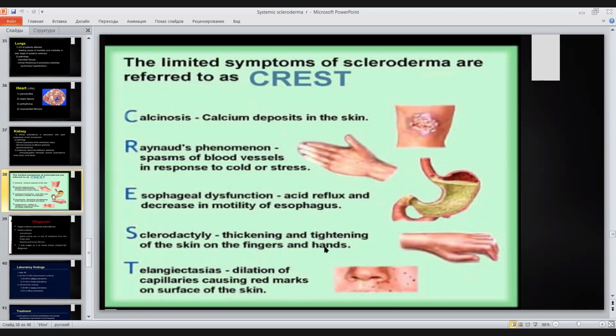Telangiectasia, calcinosis, Raynaud's phenomenon, esophageal dysfunction. All these symptoms, including CREST syndrome, are more specific for the limited form. In the diffuse form, of course, there can be Raynaud's, maybe sclerodactyly, but when you find all these symptoms together, it is more specific for limited, okay.